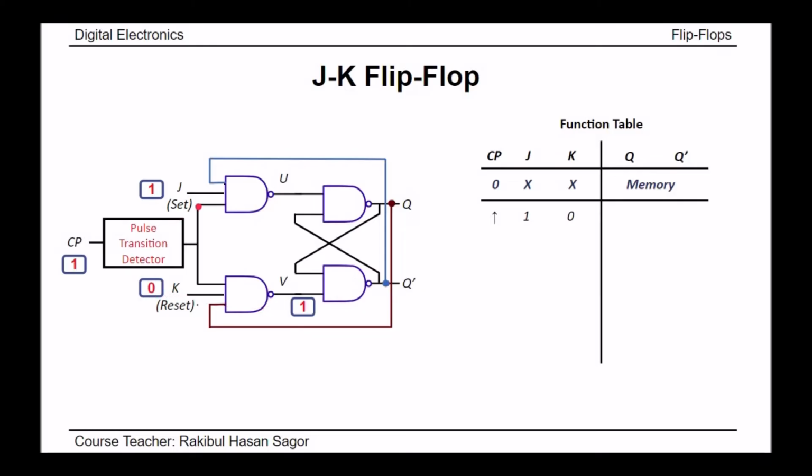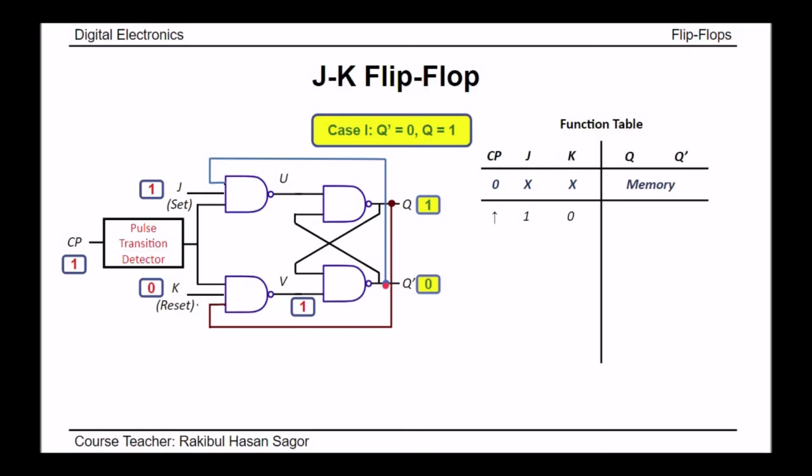Here we have clock pulse equal to 1, J equal to 1. In order to know the value of U, we need to know the value of Q prime that is coming as feedback. But for the time being, we do not know the previous value of Q prime. But what we know is that the previous value of Q prime can be either 0 or 1. So we'll take both the cases. First of all, case 1: Q prime equal to 0 and Q equal to 1.